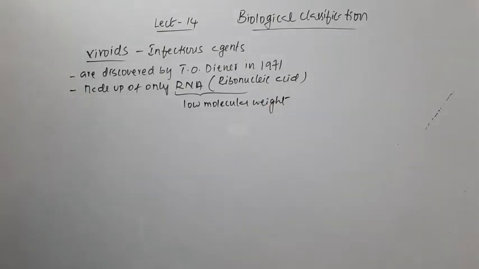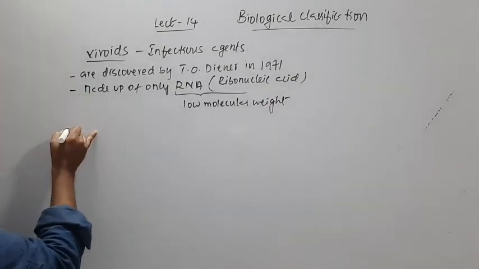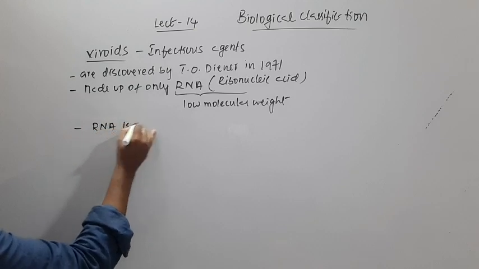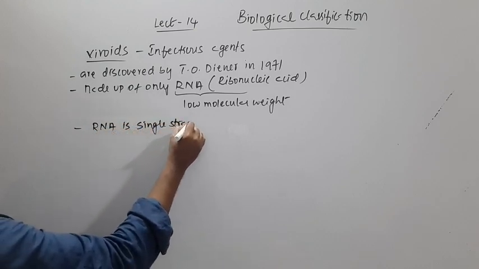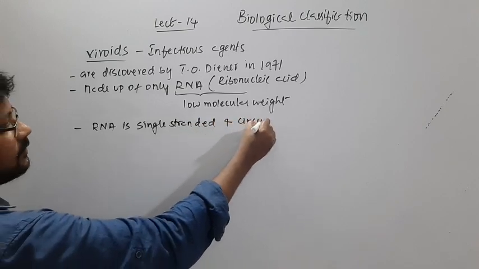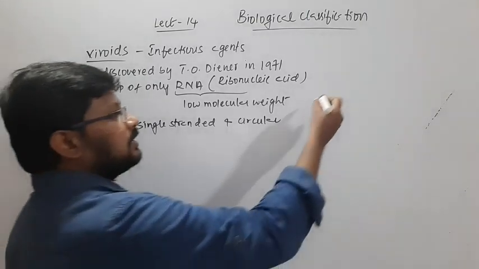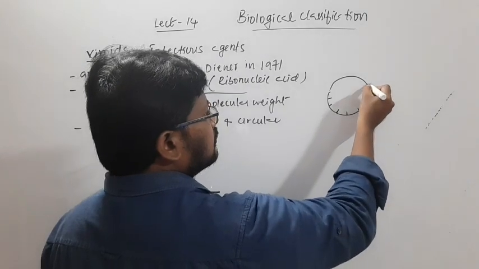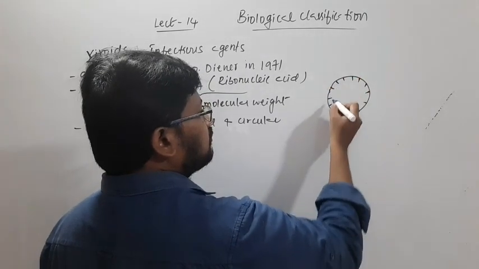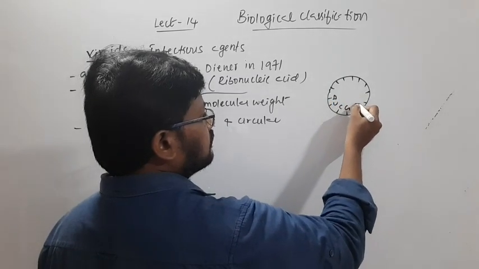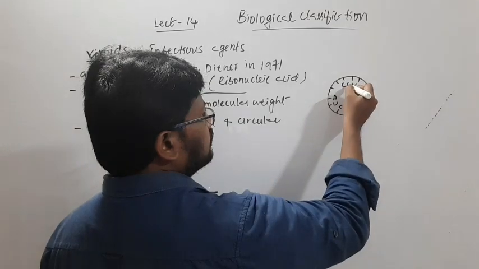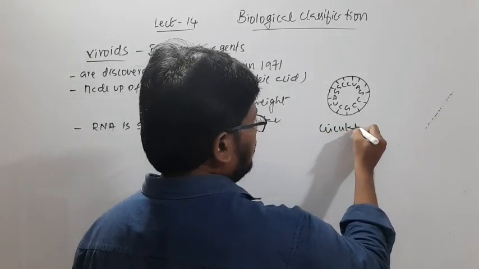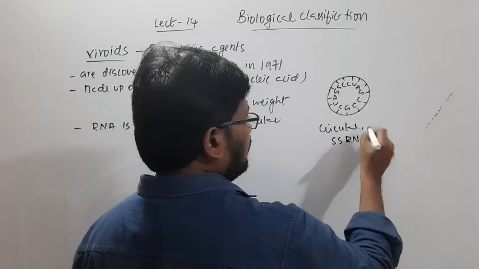So it has low molecular weight, right? And of course this RNA is single stranded and circular. So you may find something like this. Okay, so here are the nitrogen bases. Okay, so something like this. So this is a circular single stranded RNA molecule.